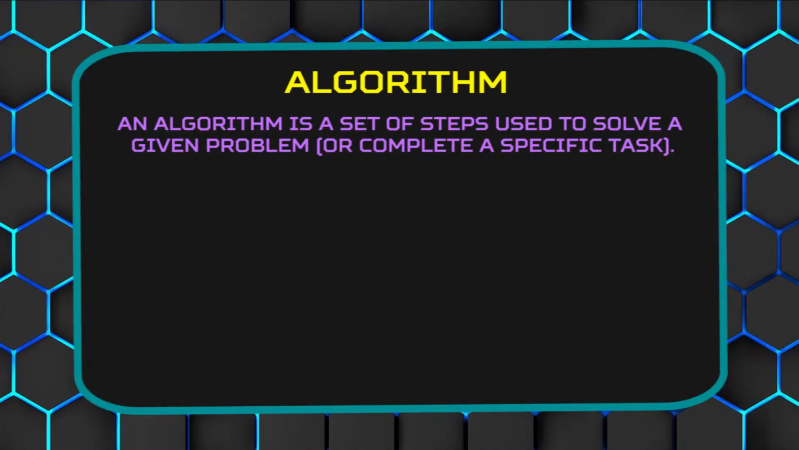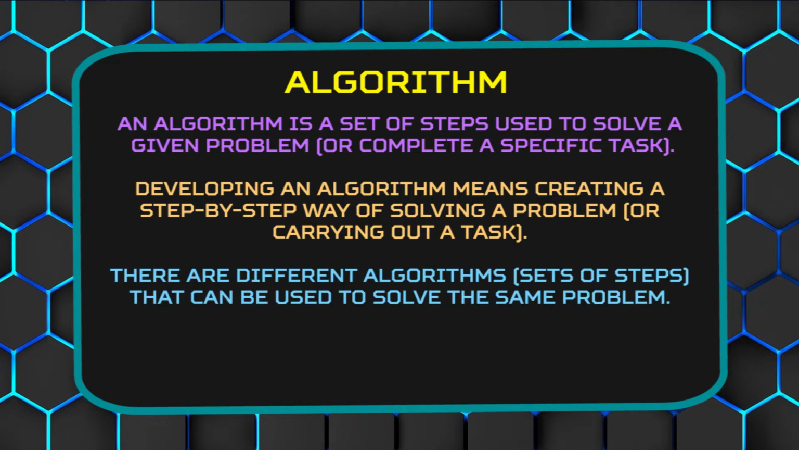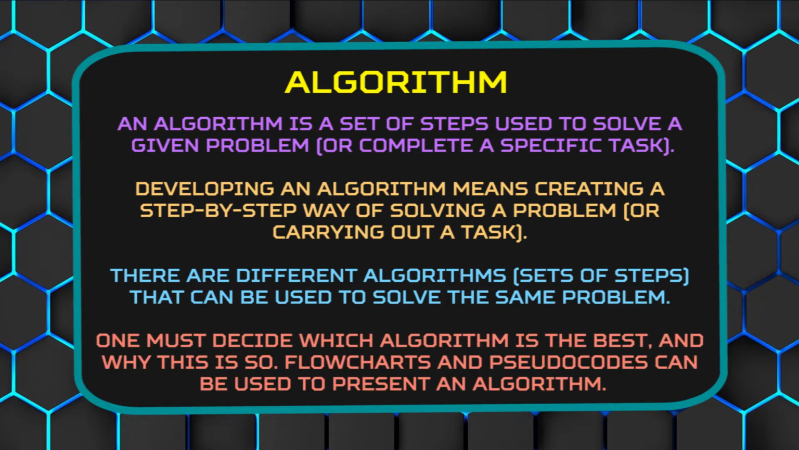An algorithm is a set of steps used to solve a given problem or complete a specific task. Developing an algorithm means creating a step-by-step way of solving a problem or carrying out a task. There are different algorithms that can be used to solve the same problem. One must decide which algorithm is the best and why this is so. Flowcharts and pseudocode can be used to represent an algorithm.